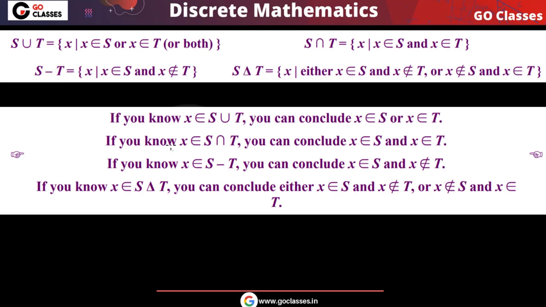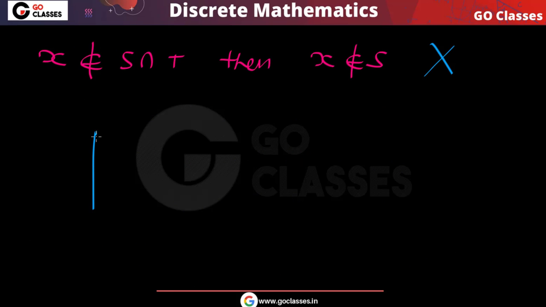The next definition that we have is set difference. This is the definition of set difference. What do we have in S minus T? In S minus T, we have those elements which belong to S but do not belong to T. So this is the definition of set difference.